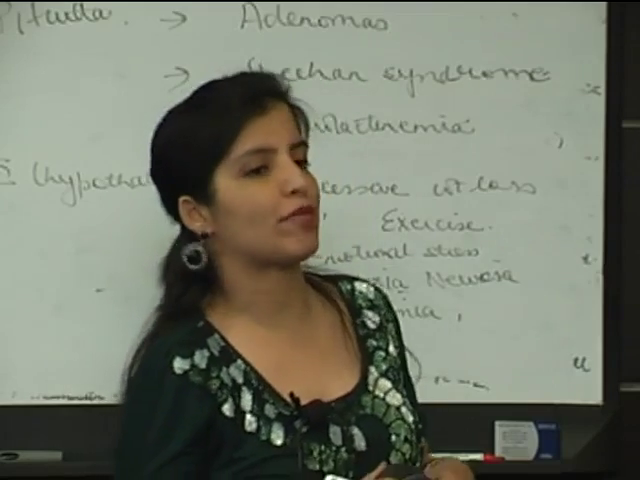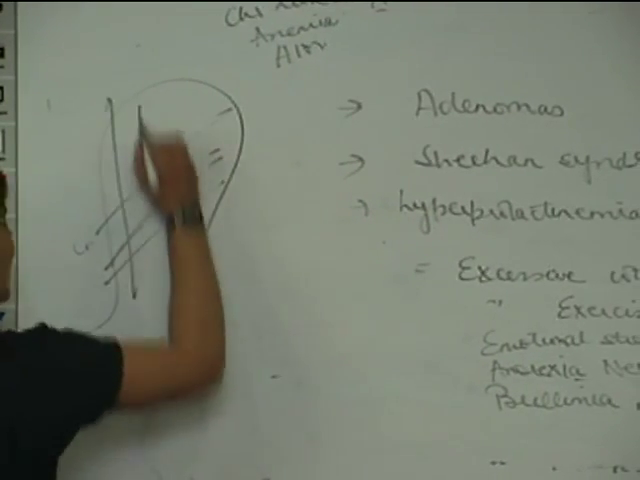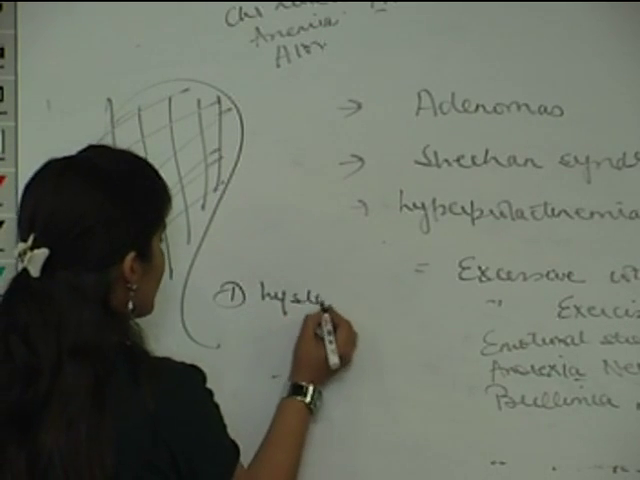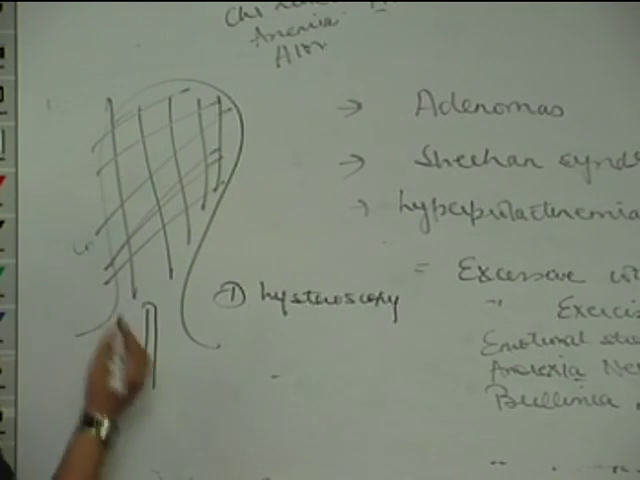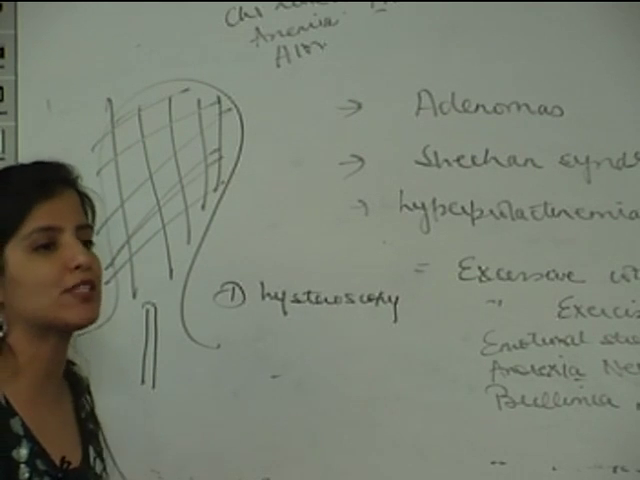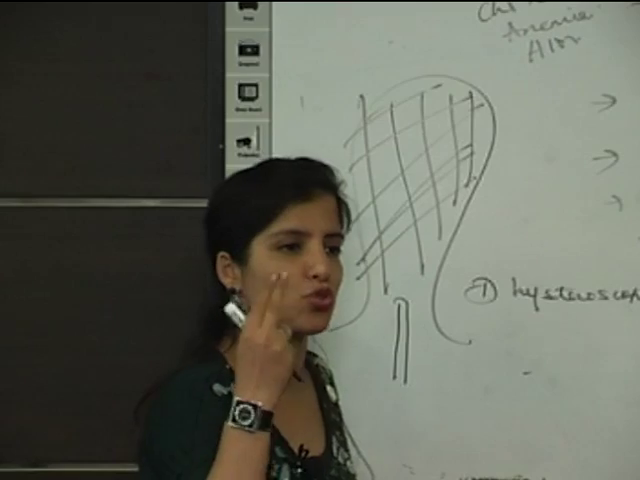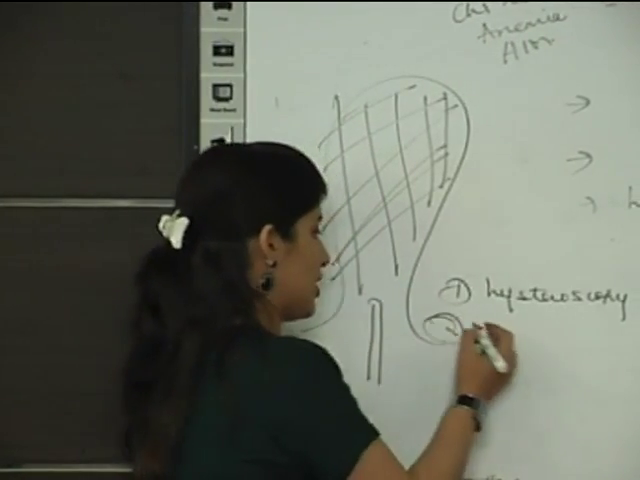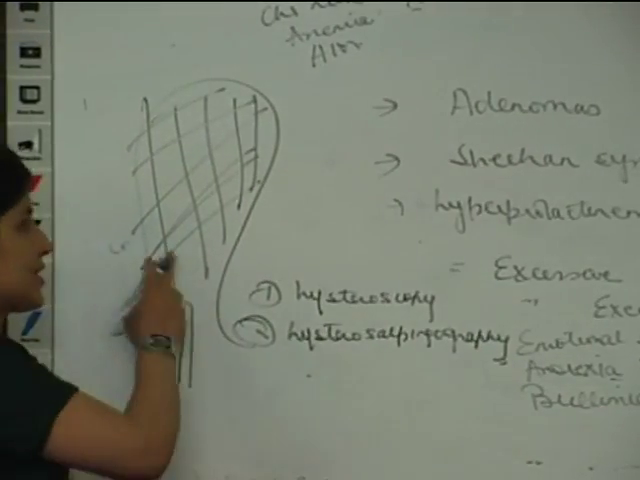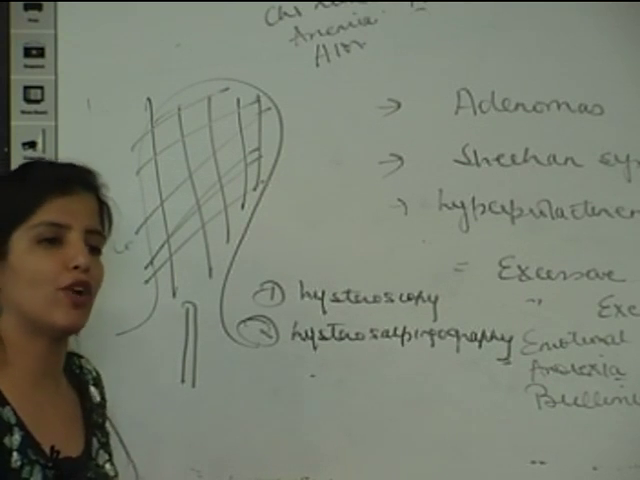The investigation of choice for Asherman syndrome: if this is the uterus, these are the synechia. Now if we want to visualize these synechia, there are two methods. Number one is hysteroscopy. That means you introduce an endoscope inside the uterus and visualize the synechia directly. Hysteroscopy is the investigation of choice because besides being diagnostic, it is therapeutic. During hysteroscopy, you can also cut the adhesions, that means you can do hysteroscopic adhesiolysis. And the second investigation is hysterosalpingography. That means you introduce a radio opaque dye inside the uterus, and then with the help of an X-ray these synechia will be evident and they give the appearance of a honeycomb.